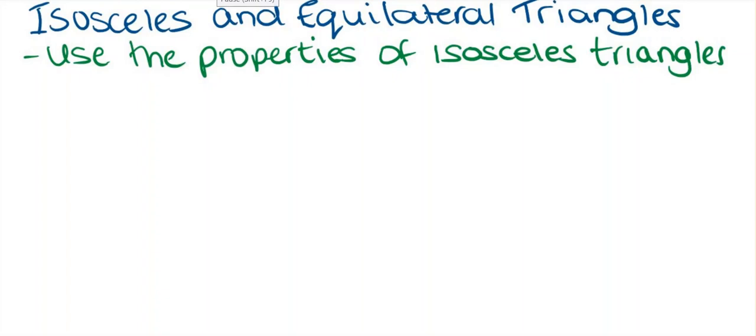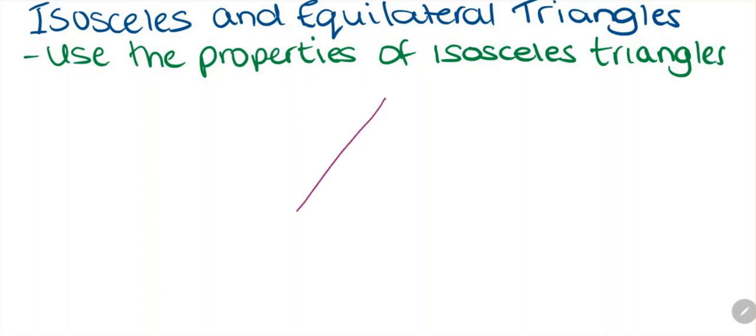Okay, we're looking at 14.6, which is isosceles and equilateral triangles. And the objective, we need to use the properties of isosceles triangles to solve problems. So let's have a look at the theorems.